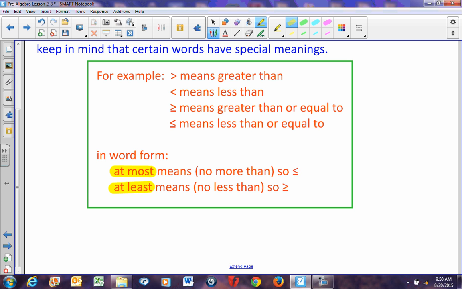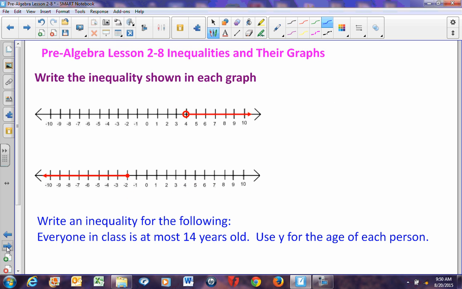If I say I have at least $5 in my pocket, that means the least amount of money I can have in my pocket would be $5. It means I have no less than that, which means it's a greater than or equal to. Make sure you learn these two phrases because they are very, very important. Know which inequality symbol goes for at most and which inequality symbol goes for at least. They're very, very important. All right, so let's learn to write an inequality from the graph.